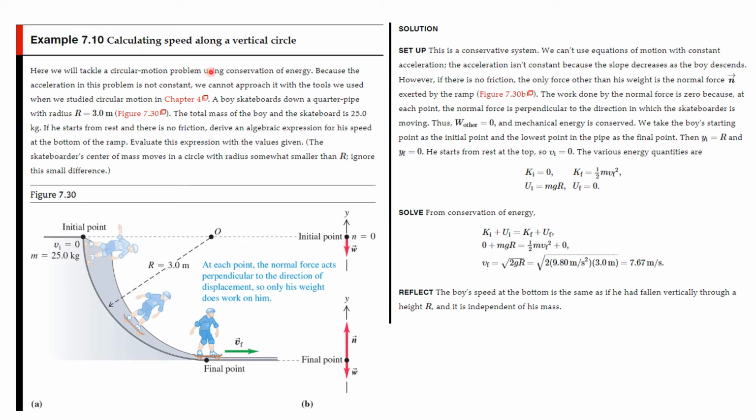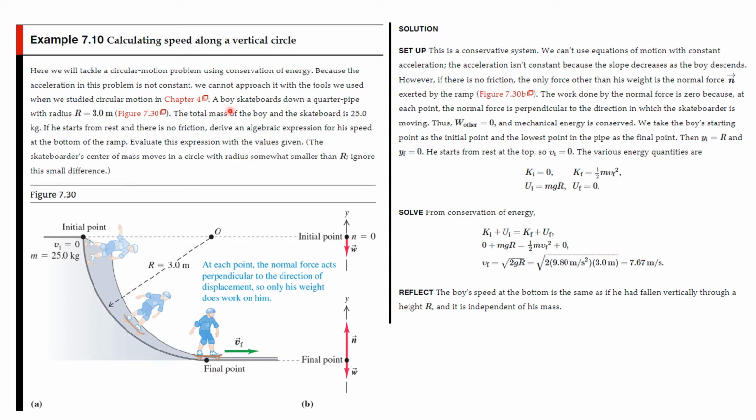Here's another example where we're calculating speed along a vertical circle, and you've seen this before. This is the old skateboard kind of thing. So we have an initial point up here where someone's going, but then they jump on their skateboard and they start going down. So here it's all potential energy, but it starts becoming kinetic energy as you're going down. Okay, so here we tackle a circular motion problem using conservation of energy. Because the acceleration in this problem is not constant, we can't approach it using the tools we studied in circular motion. And actually that's something we skipped anyway. But we can do it using energy considerations.